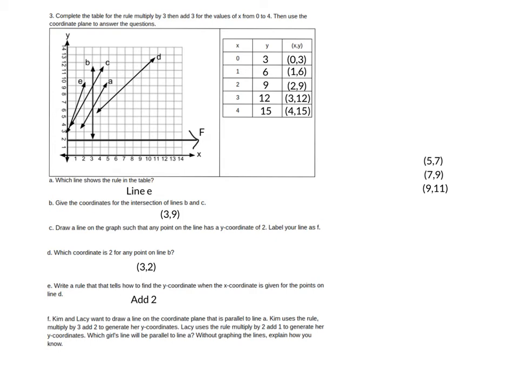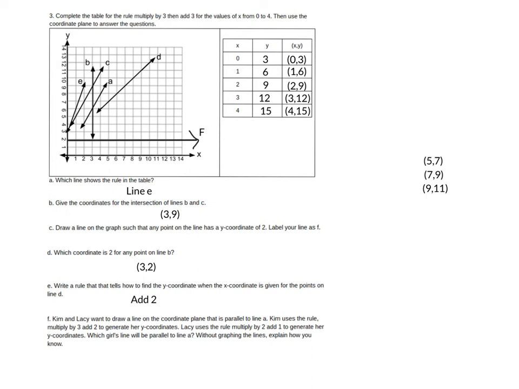First, let's figure out the rule for line A. So line A is (2, 4), (3, 6), (4, 8). Oh, it looks like the rule is multiply by 2, because 2 times 2 is 4, 3 times 2 is 6, 4 times 2 is 8. So the rule for line A is multiply by 2. So think about what you know about what can make a line that's parallel to that.